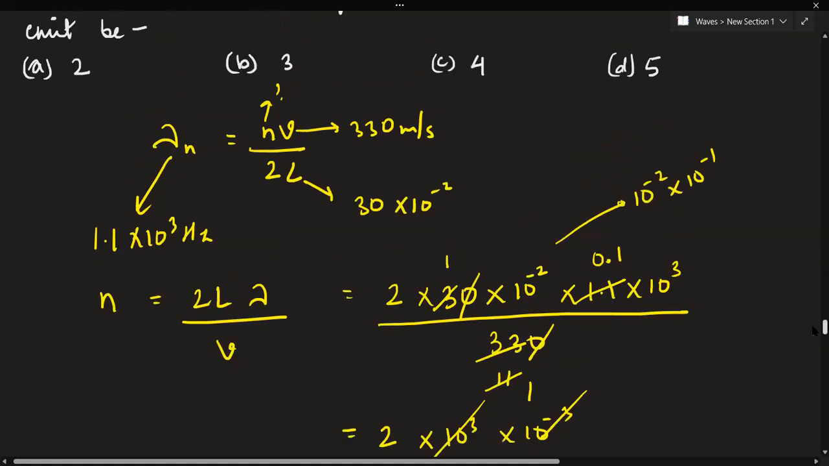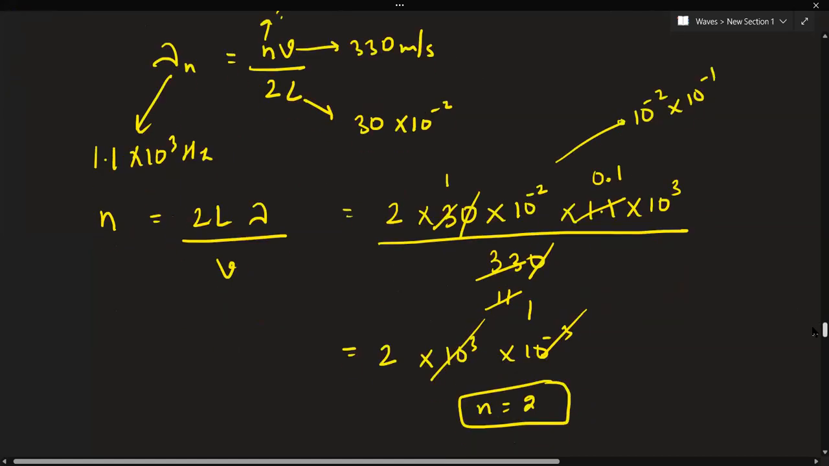Okay. So it would be A option. Where did you commit the error? In this part? Yes, ma'am. Calculation. Okay, just note it down.